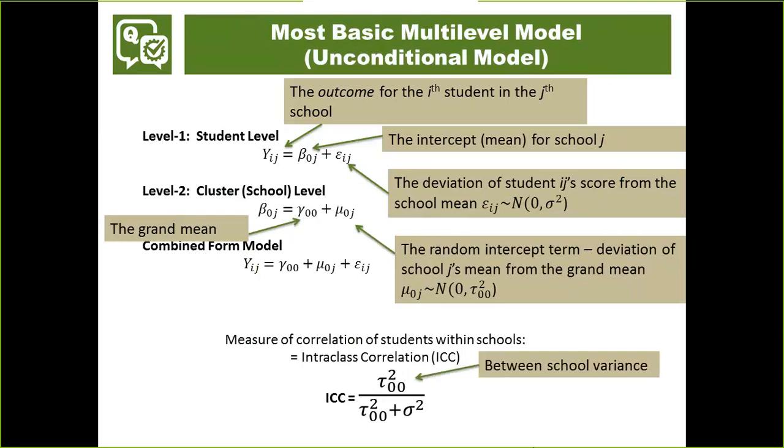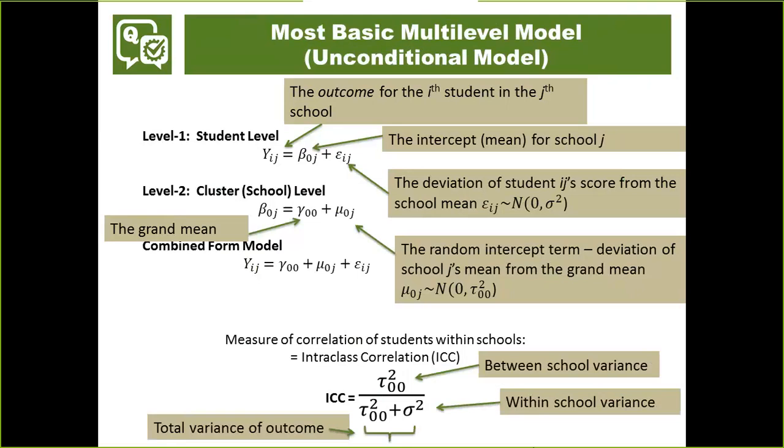The ICC, or intraclass correlation, is a measure of the correlation of the individuals within the clusters, or within the schools. The numerator is the between cluster variance, and the denominator is the sum of the within cluster and between cluster variance. We're going to demonstrate all of these terms graphically in the slides that follow.